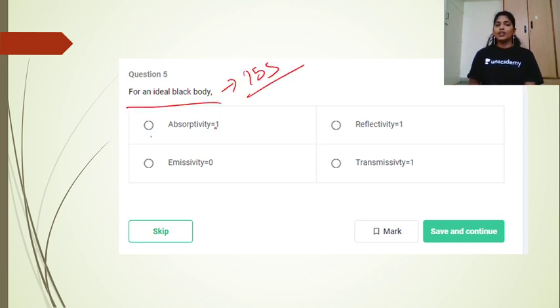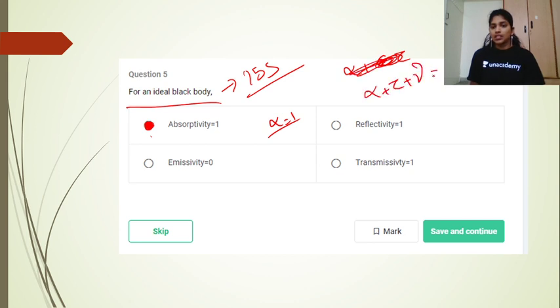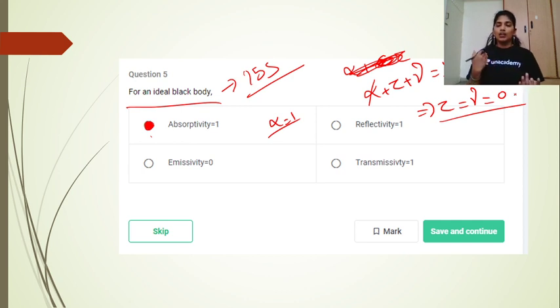So for an ideal black body, what are the properties? A black body is one which absorbs all kinds of radiations, right? Because of this, absorptivity is equal to 1, and we have the property that absorptivity plus transmissivity plus reflectivity is equal to 1. As absorptivity is 1, reflectivity gamma is equal to 0. So there will be no radiations reflected or transmitted in a black body.